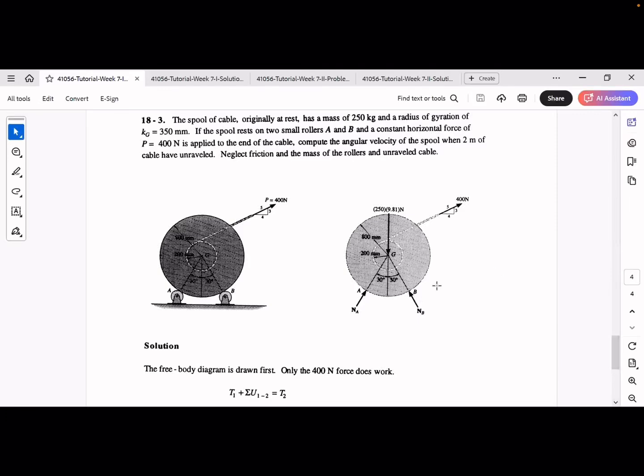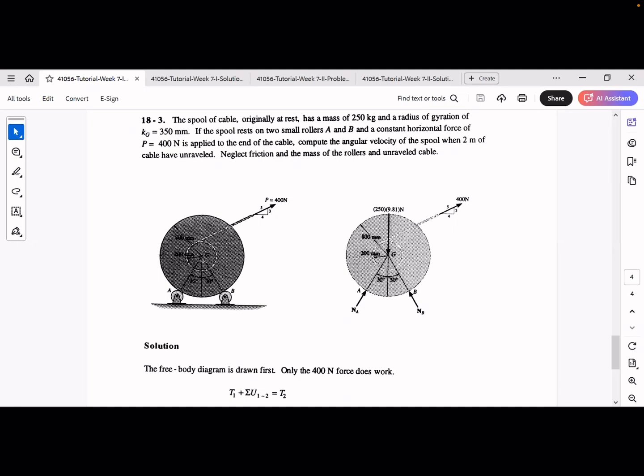If this spool rests on two small rollers, A and B, and a constant horizontal force of 400 newtons is applied, notice this force is at an angle, to the end of the cable, compute the angular velocity of the spool when 2 meters of the cable hang on rail. Neglect friction.